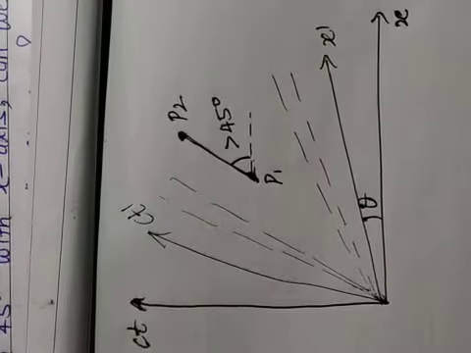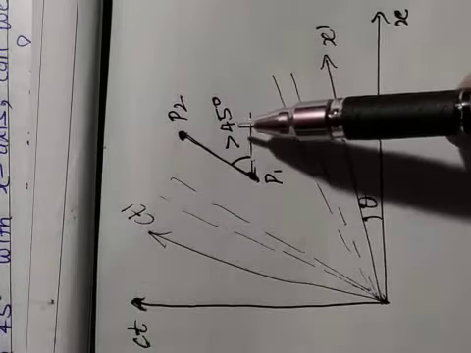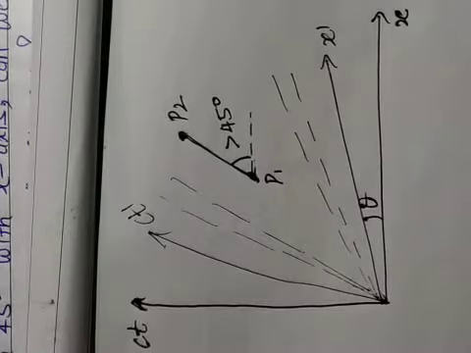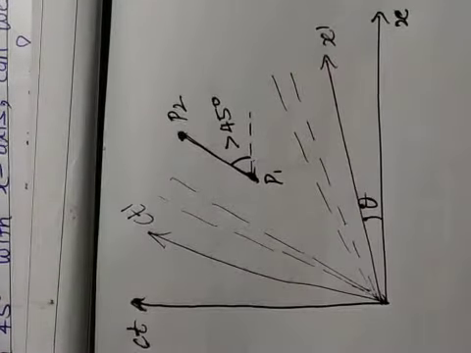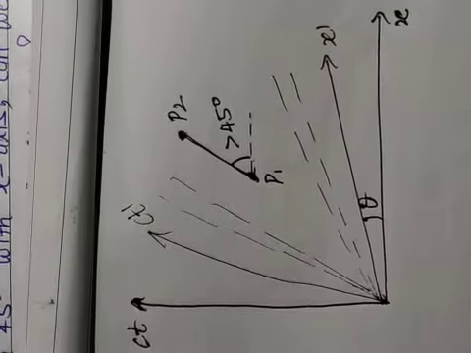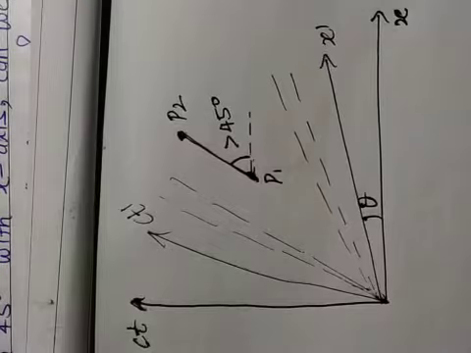So this is converging phenomena. If this angle is greater than 45 degrees, then there is no frame such that these two events are simultaneous to each other. How can I prove it?